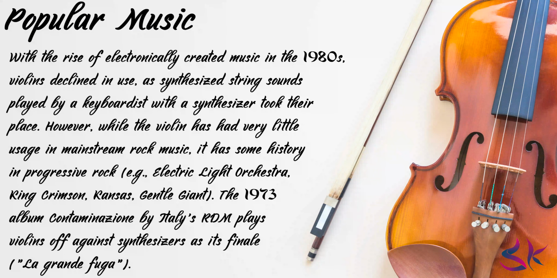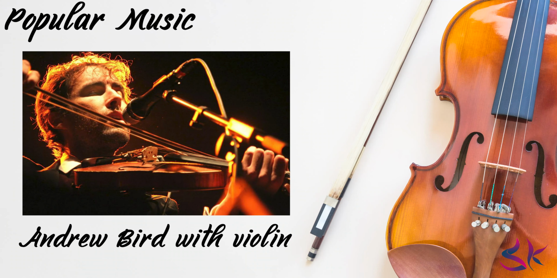With the rise of electronically created music in the 1980s, violins declined in use as synthesized string sounds played by a keyboardist with a synthesizer took their place. However, while the violin has had very little usage in mainstream rock music, it has some history in progressive rock. For example, Electric Light Orchestra, King Crimson, Kansas, Gentle Giant.